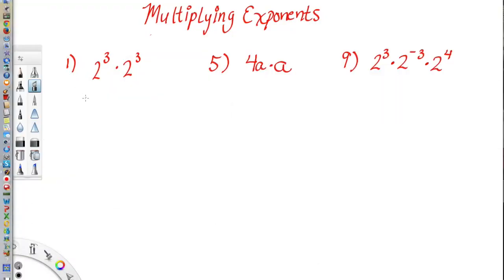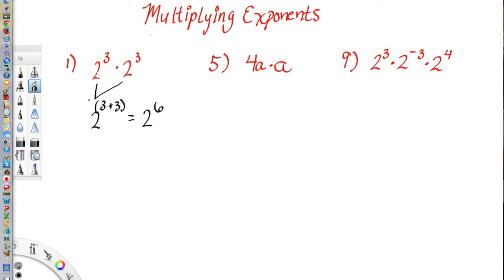Take a look at number one. Okay, number one, we have 2 to the third power times 2 to the third power. Our bases are the same. So when we simplify, the base will stay the same. It's 2, and I just add my exponents together. That gives me 2 to the 6th power.